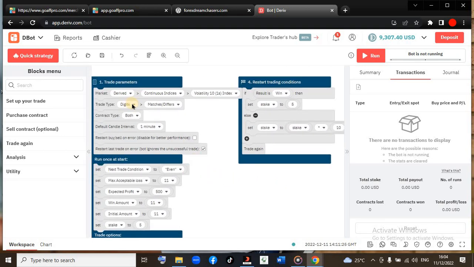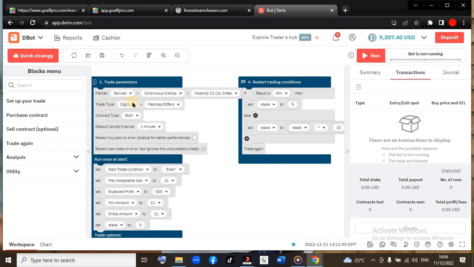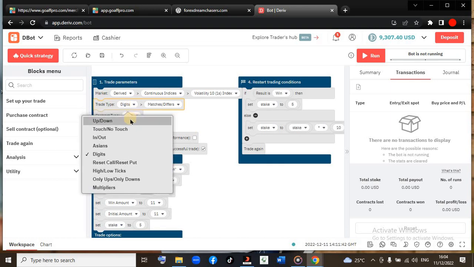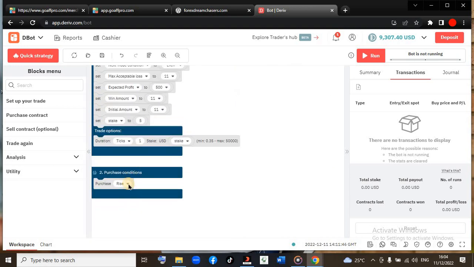Now I'm going to show you another strategy. I prefer this one, it's also good. You hardly take losses with this one, but it is hard for you to profit using this one. So here we're going to change, and then we're going to up down, and then you change here your purchase to fall, and then you have to change your stake to 0.50.